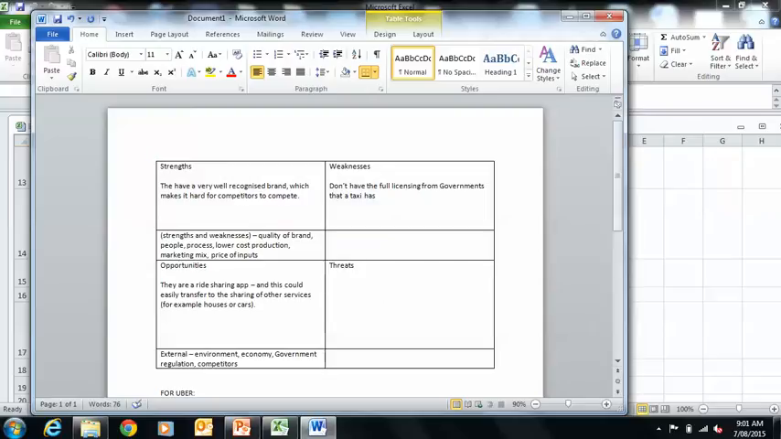Okay, the number one threat is government regulation. Now, it is not like most taxi. So different regulation might sharply increase. Okay. So there's a strength, weakness, opportunity and threat.